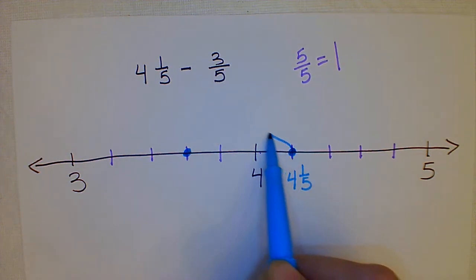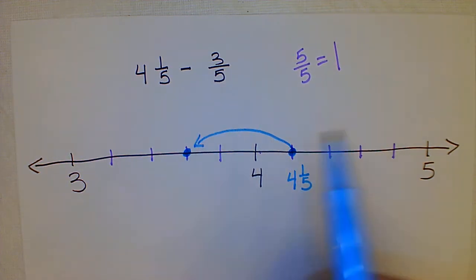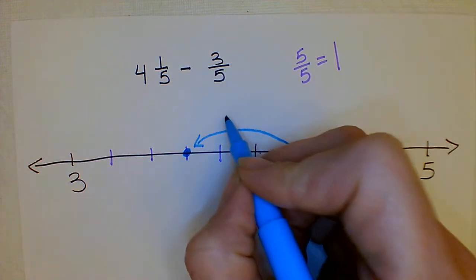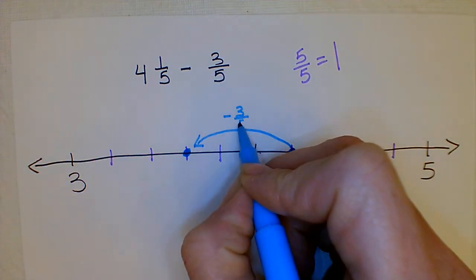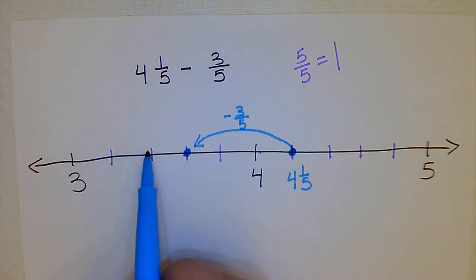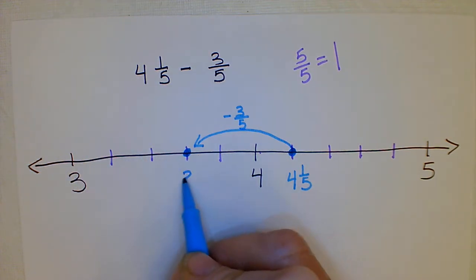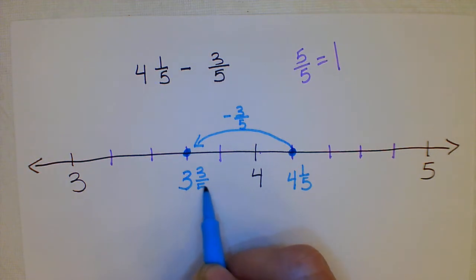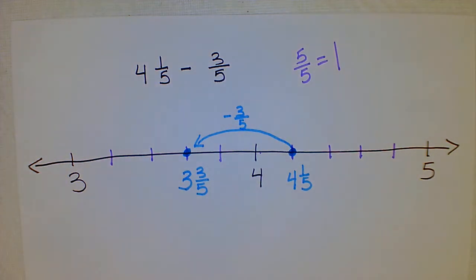So I want to show what I just did, and that we went down 3/5, so minus 3/5, and we landed at 3 and 1, 2, 3/5. So that's going to be our answer, 3 and 3/5.